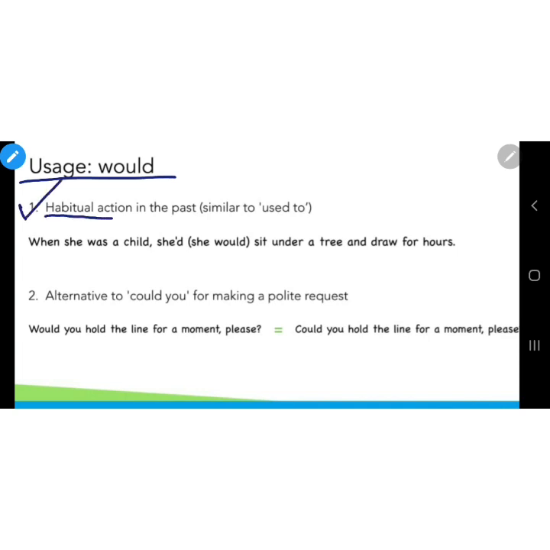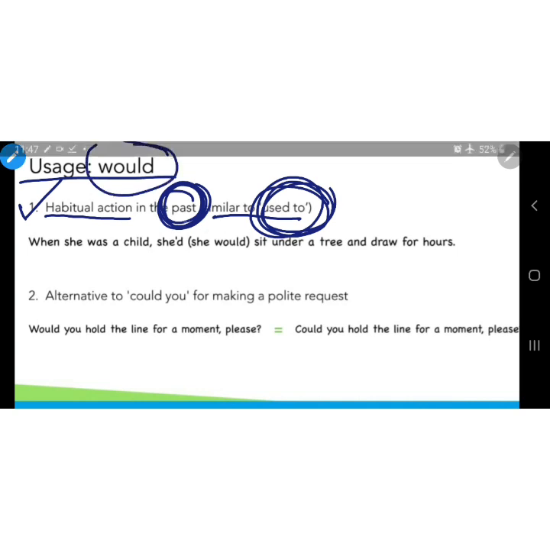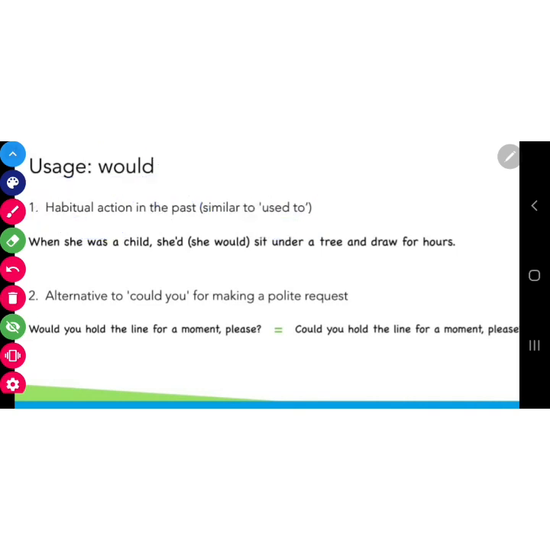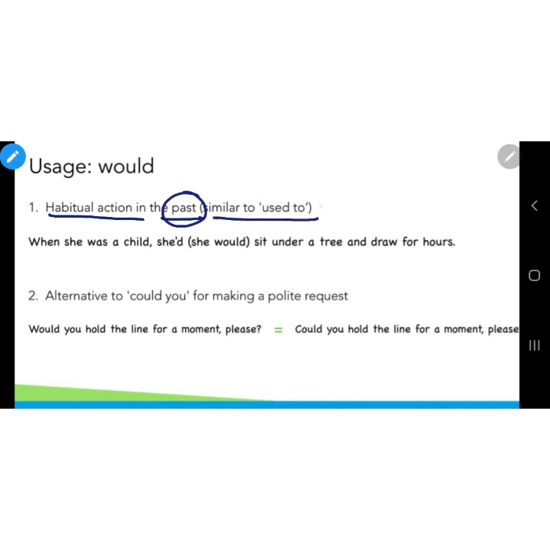To express a habitual action in the past that is similar to used to. Very, very important. For would we use in case of past, and will we use to refer to future actions. But for would we use it for habitual action in the past that is similar to used to.